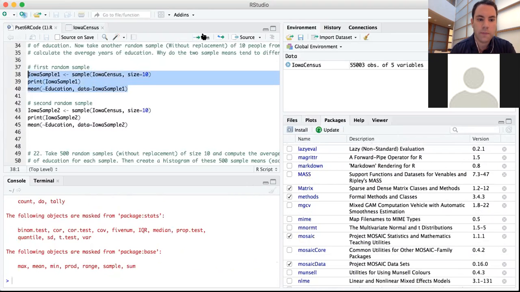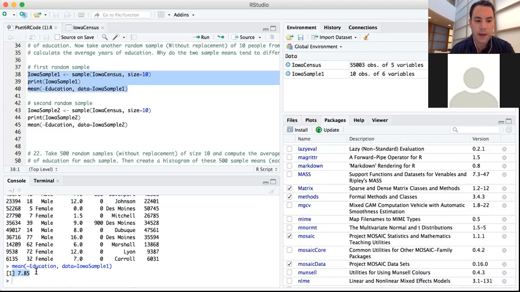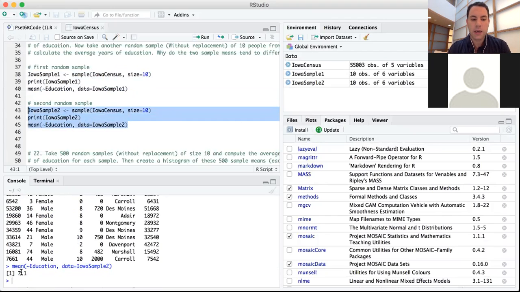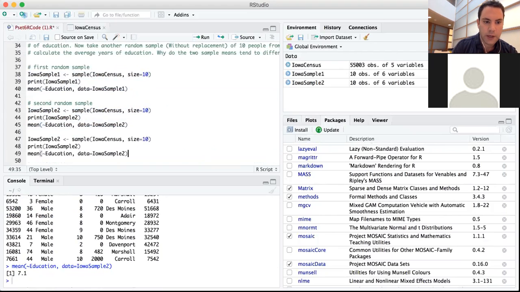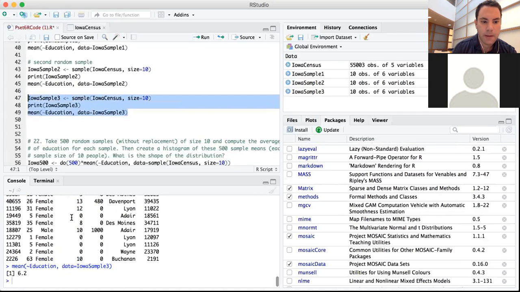So I can run this code, and this will take a random sample of 10 people, and it will give us a mean of that particular sampling group in education years, which is 7.85. Now we can make a second sample by storing this new sample as a new variable called Iowa sample 2. We can run this code and find that the mean is 7.1 for that second one. And we can do it again, a third time. We could just copy paste this code and change this to be Iowa sample 3, and we can run this. We get 6.2.